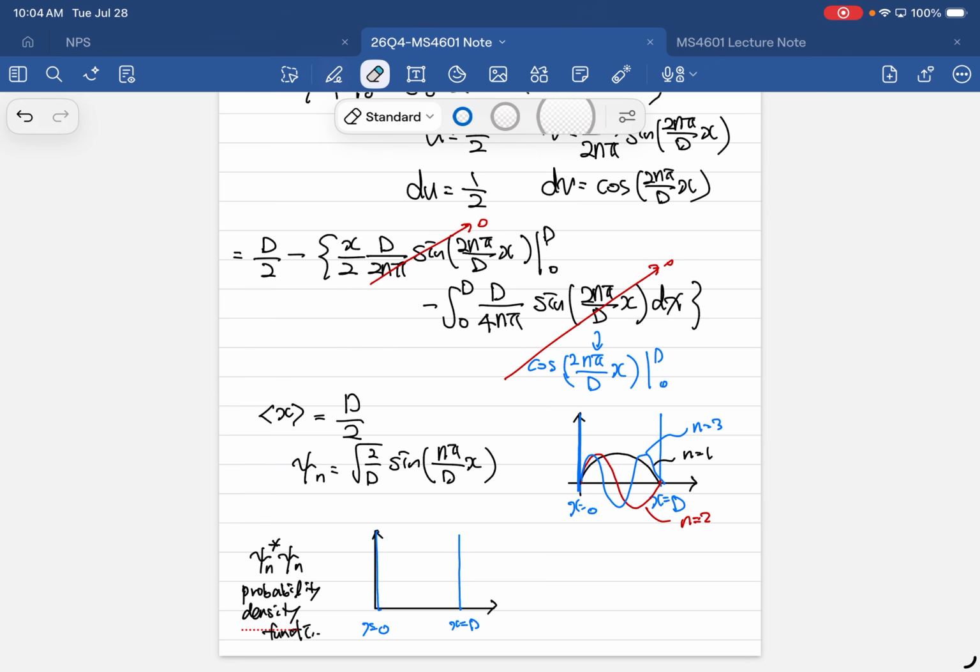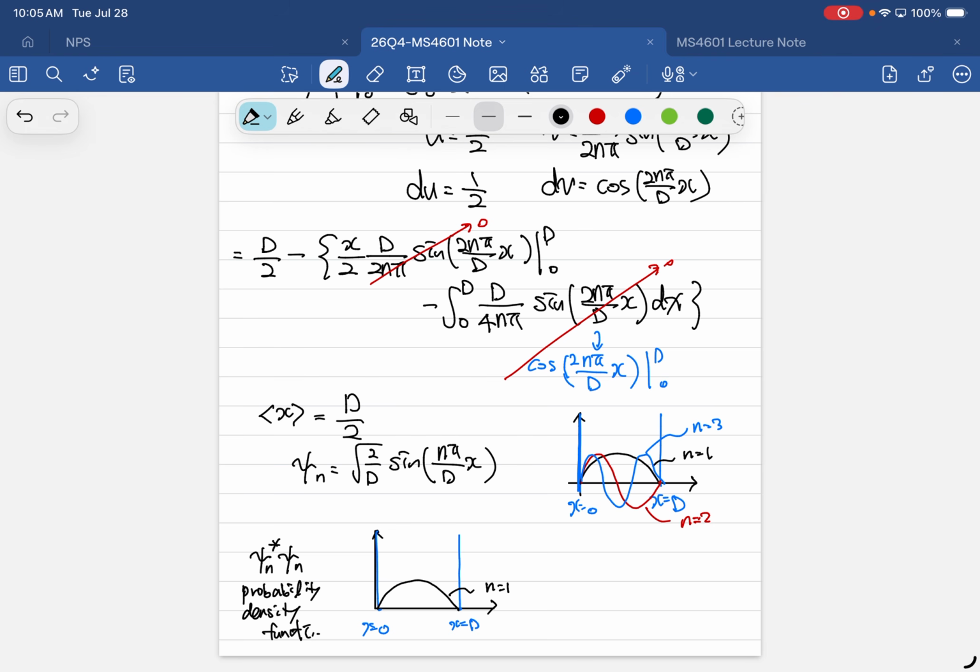So what that means is that when n is 1, this is n is 1. We are essentially doubling up, because psi n is a real number and we are multiplying it by itself. And if n is 2, this is a positive value times a positive value, but this part is a negative value, and negative multiplied by negative becomes positive. So in the sense, it will look something like this. Does that make sense? Yeah, probability density function.